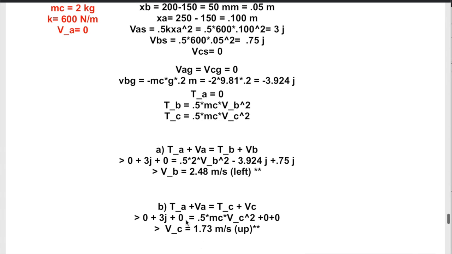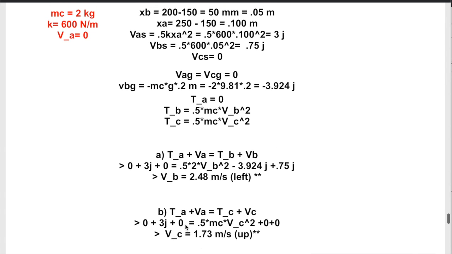Do a similar thing for B, where we're asked to find the velocity at C. This kinetic plus potential at A equals kinetic plus potential at C. Plug in the values that we have, and we know the velocity has to be 1.73 meters per second going upward.